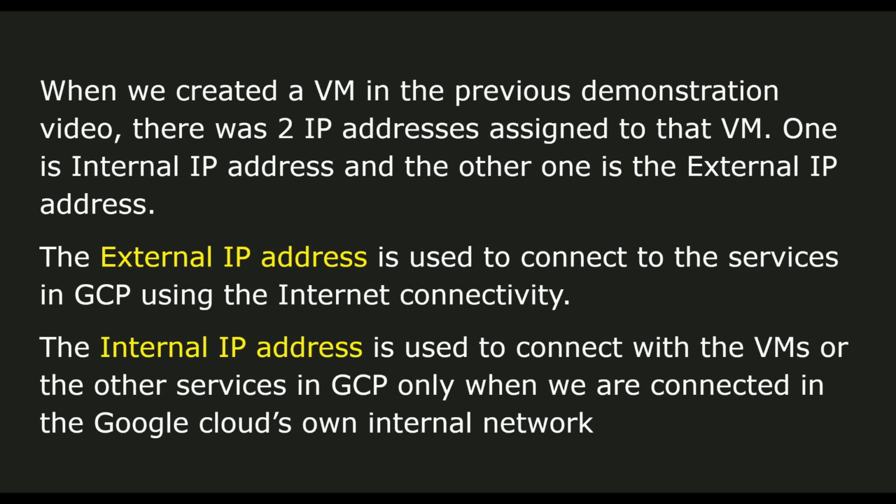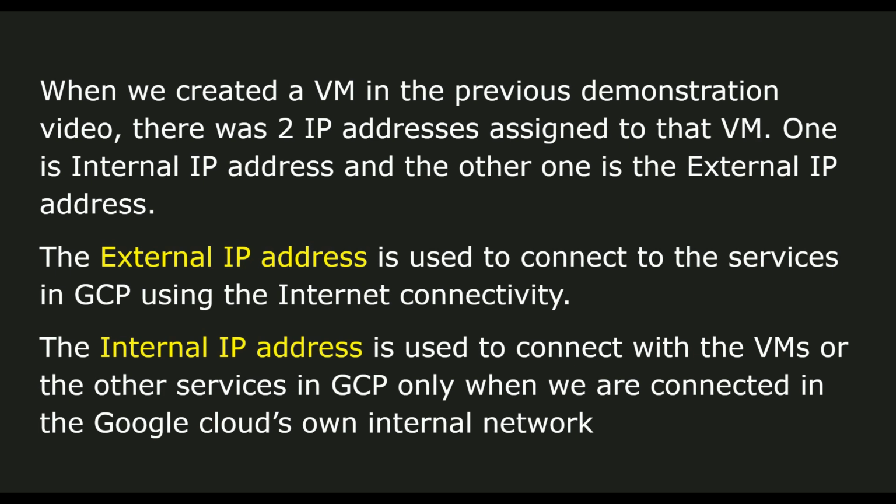The external IP address is the address that is used to connect to the service using internet connectivity. Say, for example, you have created a VM and hosted a web server within the VM, right? And if you want to connect to that web service from the internet, not from within the GCP network, then you can make use of the external IP address. The internal IP address is used for internal communication within the GCP platform.